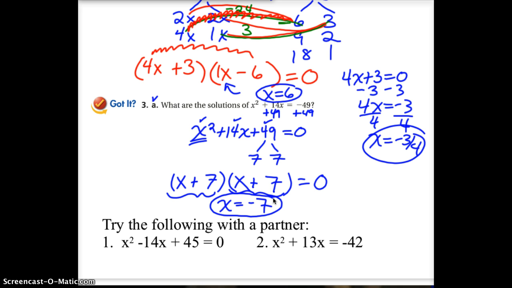But remember, graphically, we said that the solutions are the x-intercepts of the graph, which means the graph of that related function, y equals x squared plus 14x plus 49, hits the x-axis right here. Well, how can it hit only once? And the answer to that is if it hits at its vertex. This opens up because that's a positive. So what I know is had I graphed it on my graphing calculator, it would have looked like this, hitting only once at negative 7.